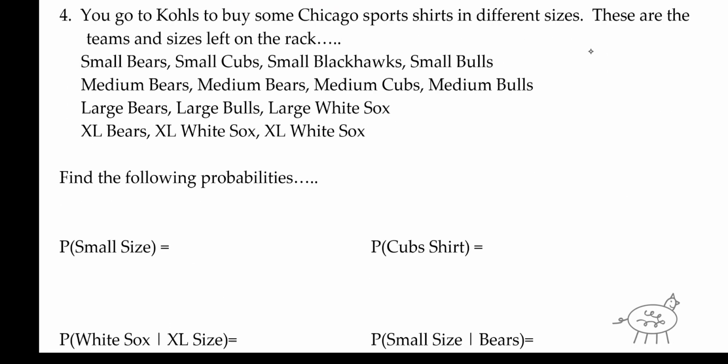You go to Kohl's and buy some Chicago sports shirts in different sizes. These are the teams and the sizes left on the rack. You can read them all. The key is there are 14 items if you count all of them, and that's important. Find the probability that it's a small size. How many small sizes are there? 1, 2, 3, 4. So it's 4 out of 14, or 2/7.